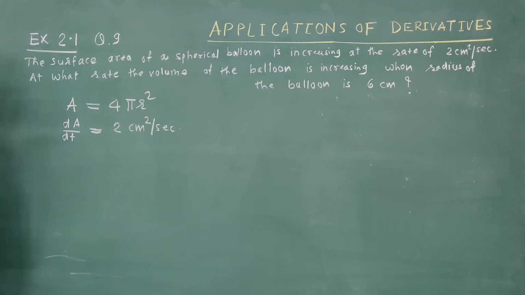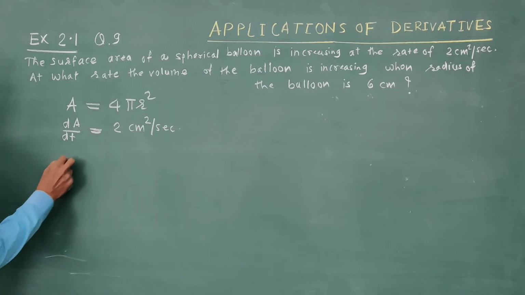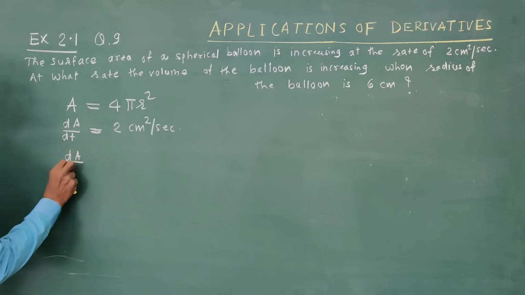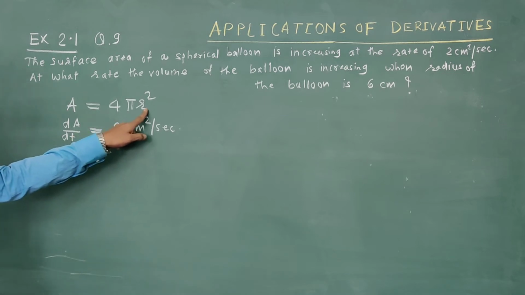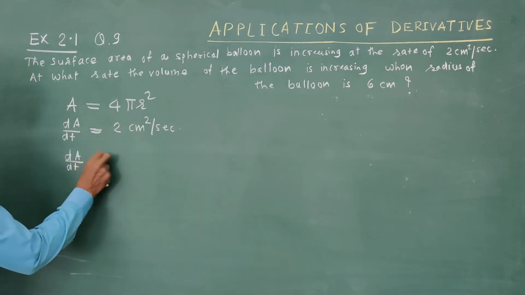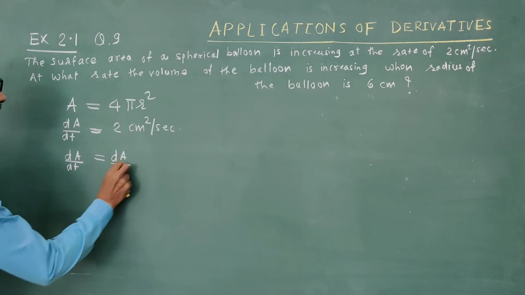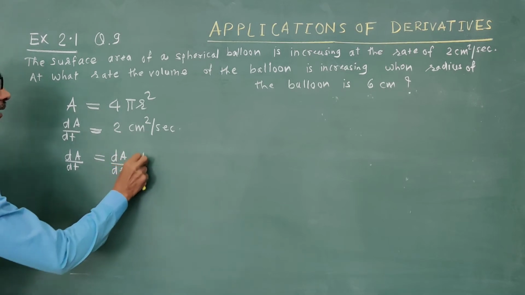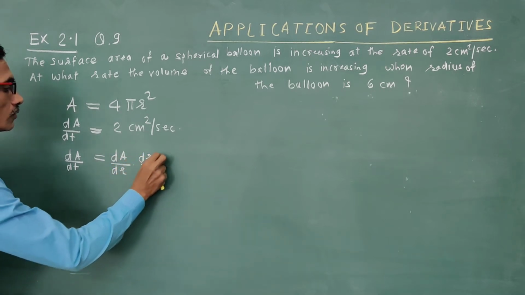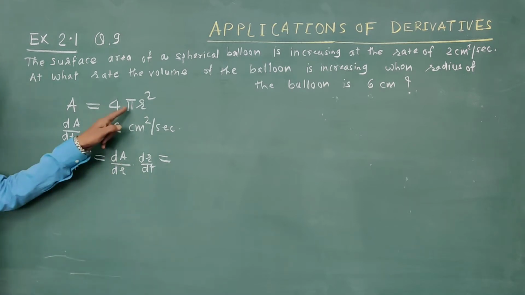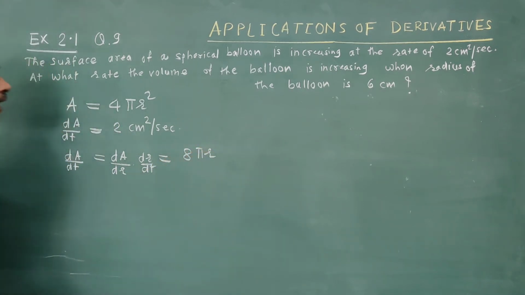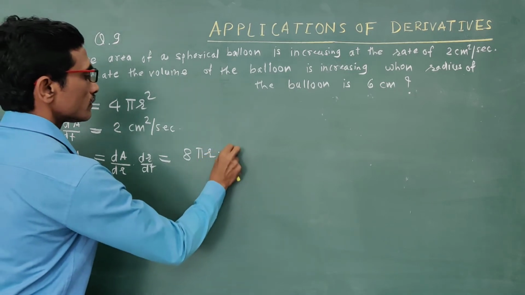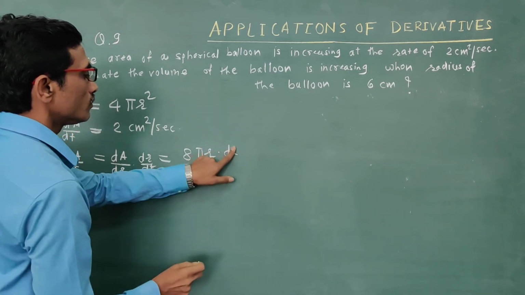So we differentiate it with respect to t. dA by dt, but it is a function of r, so we use here the chain rule of derivative. So dA by dr into dr by dt, that gives us dA by dr is 8 pi r into dr by dt.